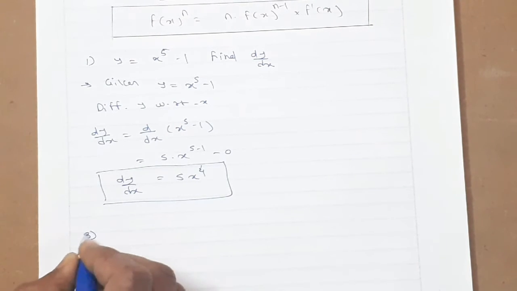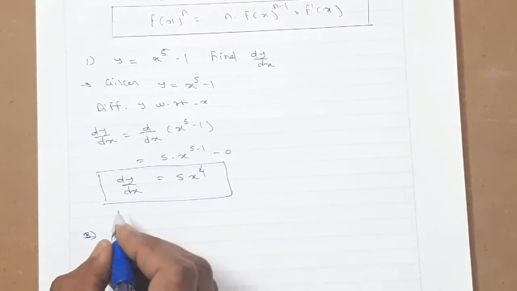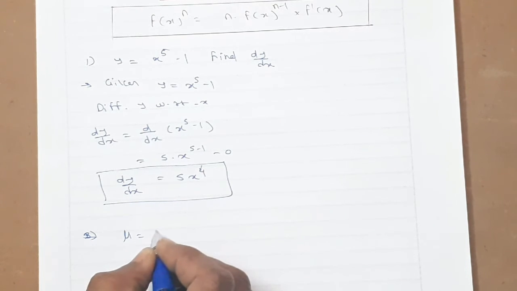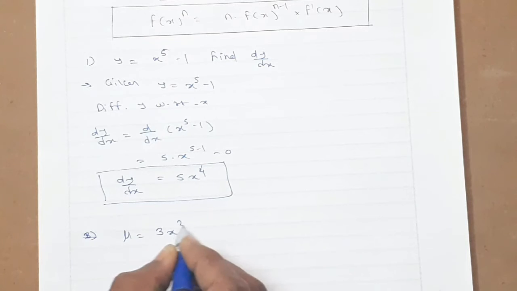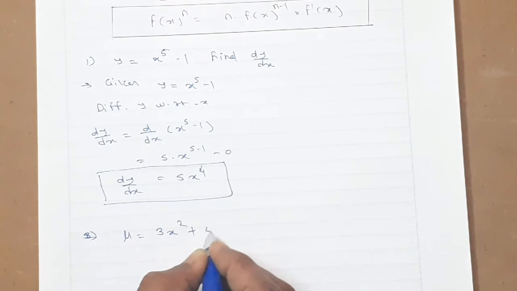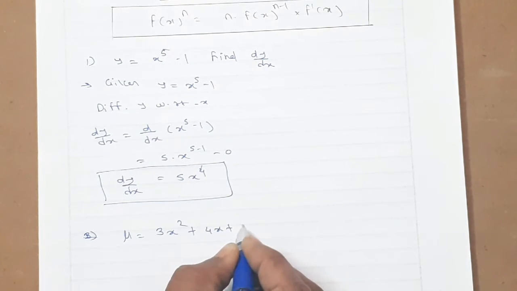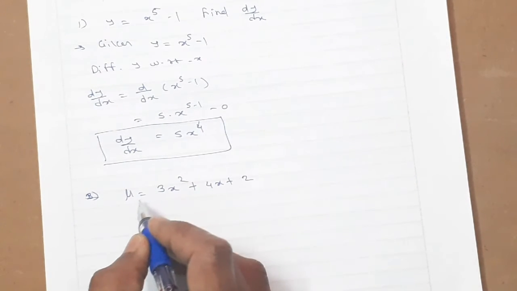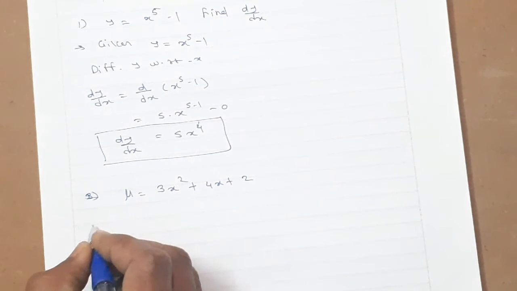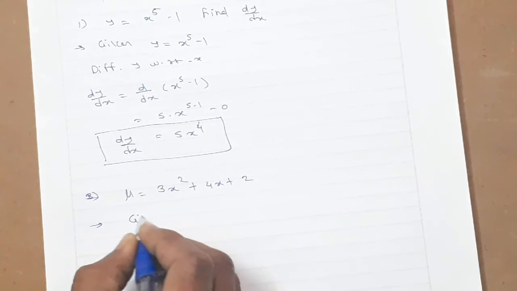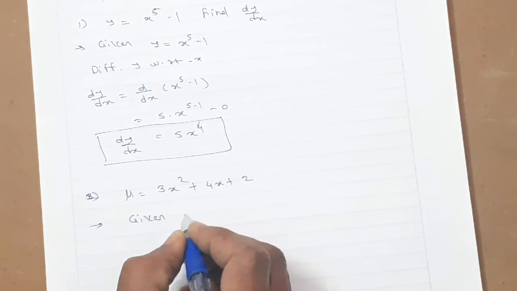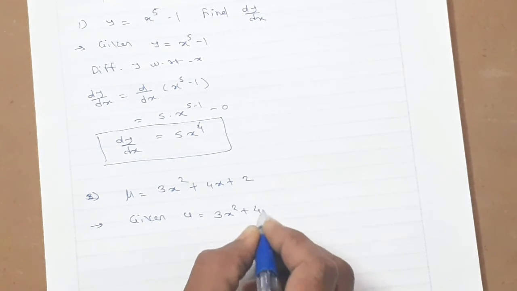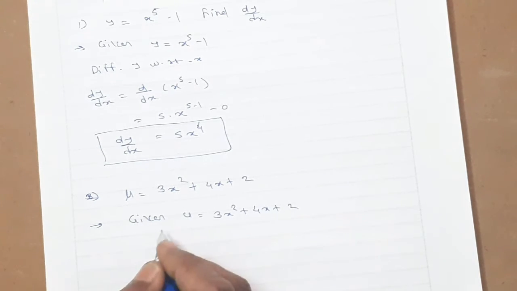On the formula based problem, the second example will be u is equal to 3 into x to the power of 2 plus 4x plus 2. Okay, in this example we can also find the derivative du by dx. So the first step will be the given data. Here u is equal to 3x square plus 4x plus 2.